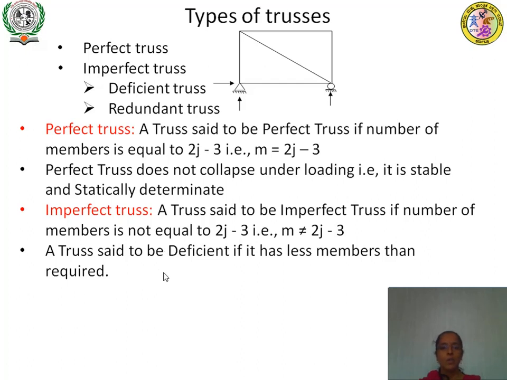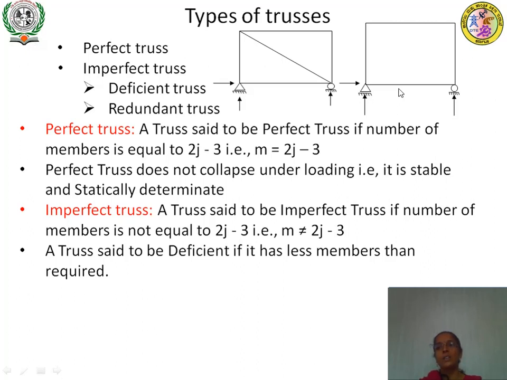So let us take a look at the deficient truss. A truss is said to be deficient if it has fewer members than required. If the number of members in a truss is less than the requirement of 2j minus 3, then it is called a deficient truss. Let us take the same example. If we remove this member, the total number of members will be 4, and joints are also 4. So 2 fours are 8, 8 minus 3 is 5. So the number of members required is 5, but provided is 4. Hence it is a deficient truss.